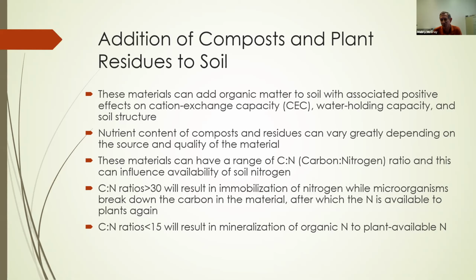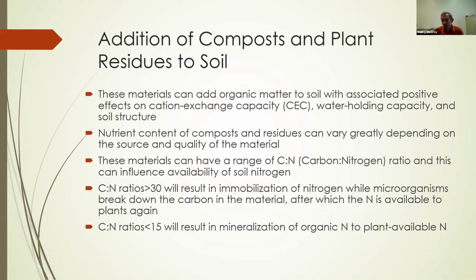availability of soil nitrogen. If you have a C:N ratio greater than 30, this will result in immobilization of nitrogen while the microorganisms break down the carbon in the material. After the carbon is broken down, then the nitrogen will be available to the plants again. But during this process, while the nitrogen is tied up, you may need to apply additional nitrogen if you have a crop growing during this period of time. So it's an important thing to remember.